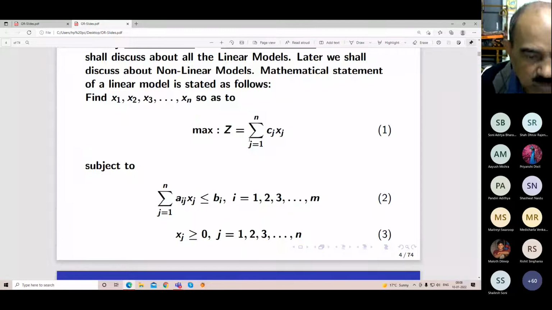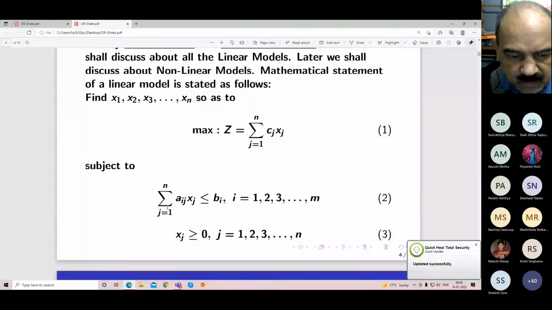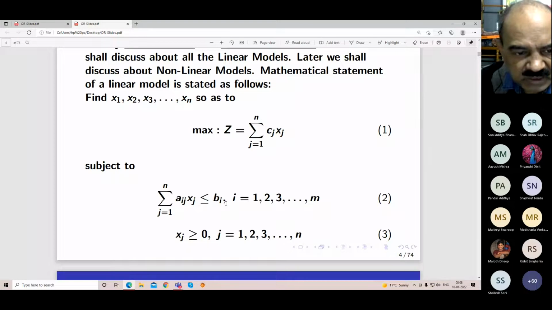Subject to some constraints. What do the constraints say about the problem? We have limited resources, limited time, limited space. Some restriction is imposed on the problem. With respect to the restriction, we are interested in finding the maximum value of the objective function. Subject to summation over j from 1 to n of aij xj less than or equal to bi, i varies from 1 up to m.